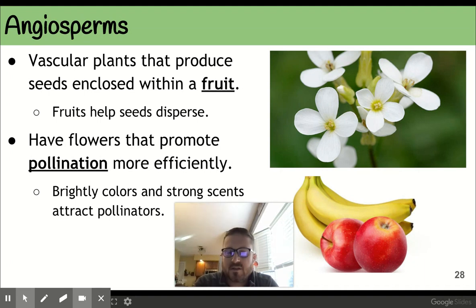And they now have been dispersed from the original parent plant. If a plant were to just drop all of its seeds at the base of itself, its offspring would be competing for water and other resources. So fruits are really important in helping plants to disperse or spread their seeds around.